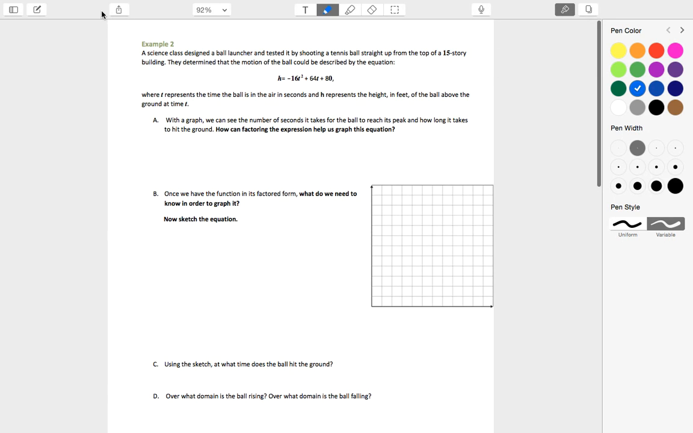But go ahead and title this Unit 4.4, or 4.14, Graphing Parabolas in factored form.